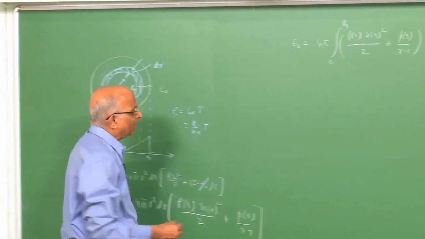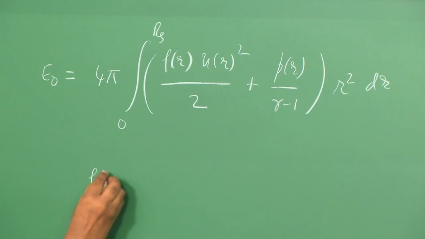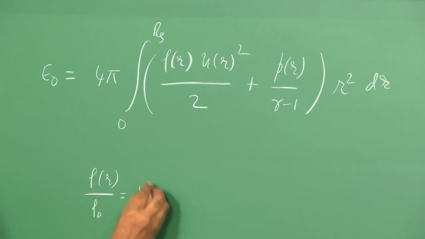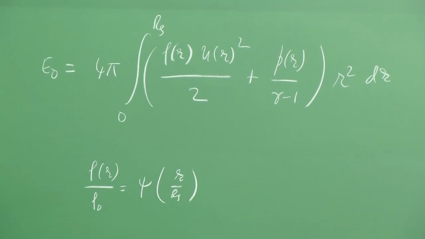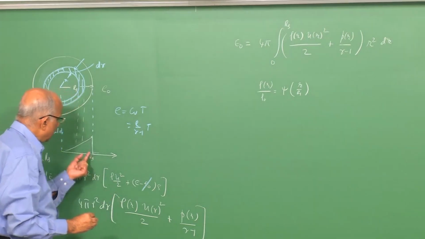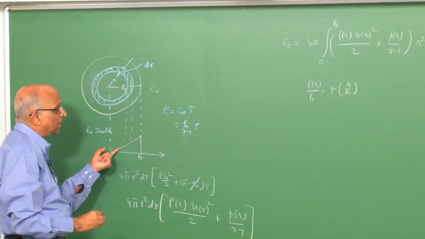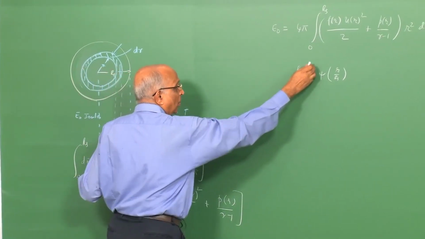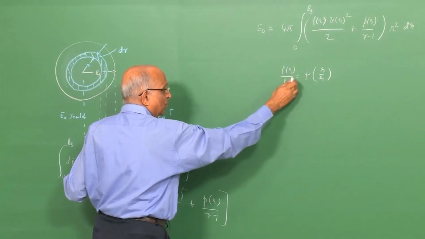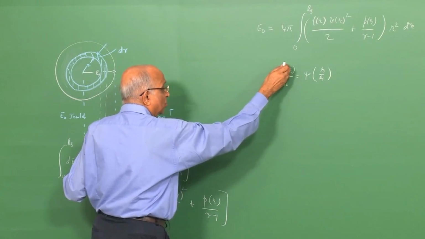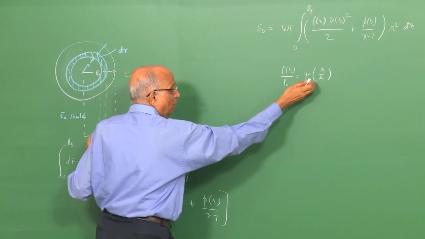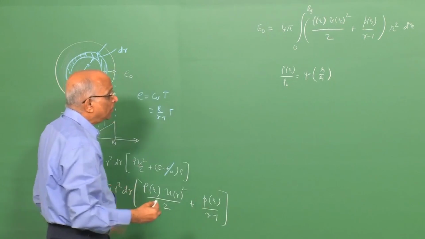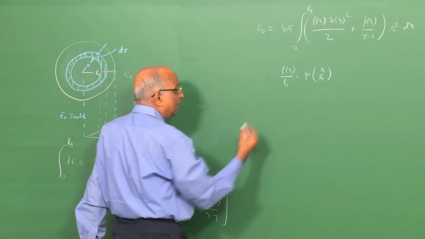I can as well say that my density at r divided by the initial density, I could write it as equal to psi of r by Rs, because why do I have to write this? Initially I have a jump and then it keeps coming down. Therefore, we wrote this as rho r divided by rho s into rho s by rho 0. Rho s by rho 0 is known, and therefore the density distribution as a function of the initial density could be written in this particular form.